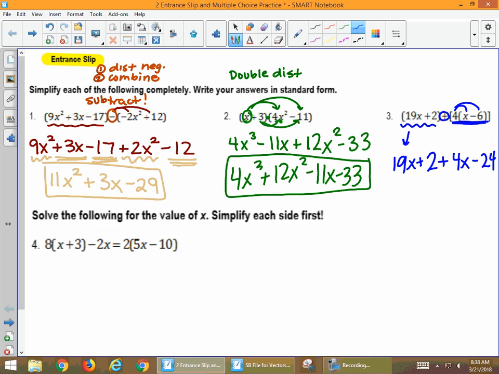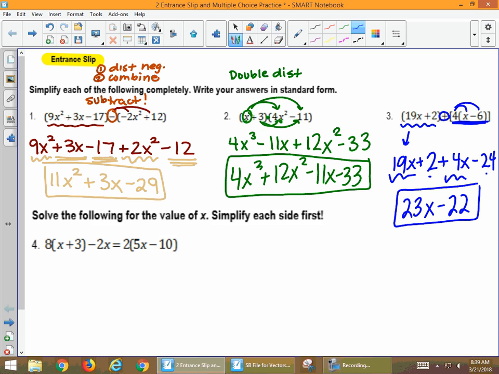Now we can combine our like terms. 19x and 4x are like terms. That's going to be 23x. Once you're done distributing, your exponents are not going to change. And then positive 2 minus 24 is negative 22. That's it. All right, let's skip number 4. Let's not solve that equation.